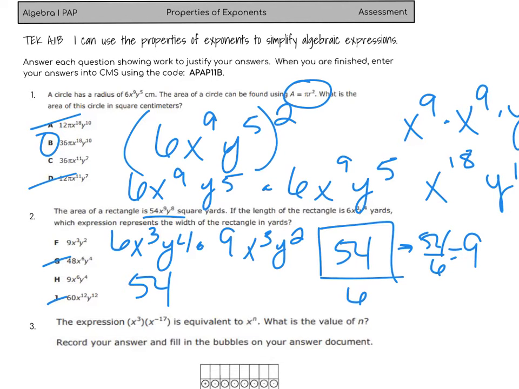X to the 3rd times x to the 3rd, I multiply them like I did up here, so that means I add the exponents, x to the 6th. Nope. And then y to the 4th times y to the 2nd, I add the exponents, I get y to the 6th. Oh, no. How does that work? Oh, it would be probably good if I wrote the problem down correctly. Sorry. Got to write the second answer choice down.